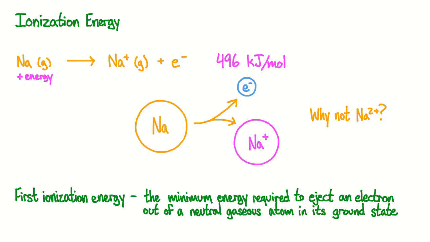In this case, the minimum amount of energy required to knock off this electron is 496 kilojoules per mole of sodium. 496 kilojoules per mole is the first ionization energy of sodium. We call this value the first ionization energy because the first electron is being removed. The definition specifies that the first ionization energy has to do with a neutral atom.